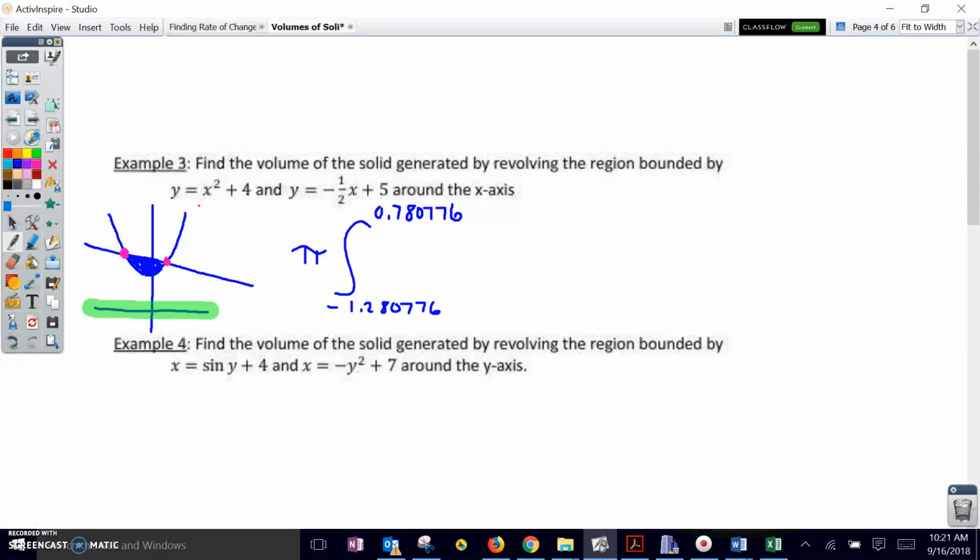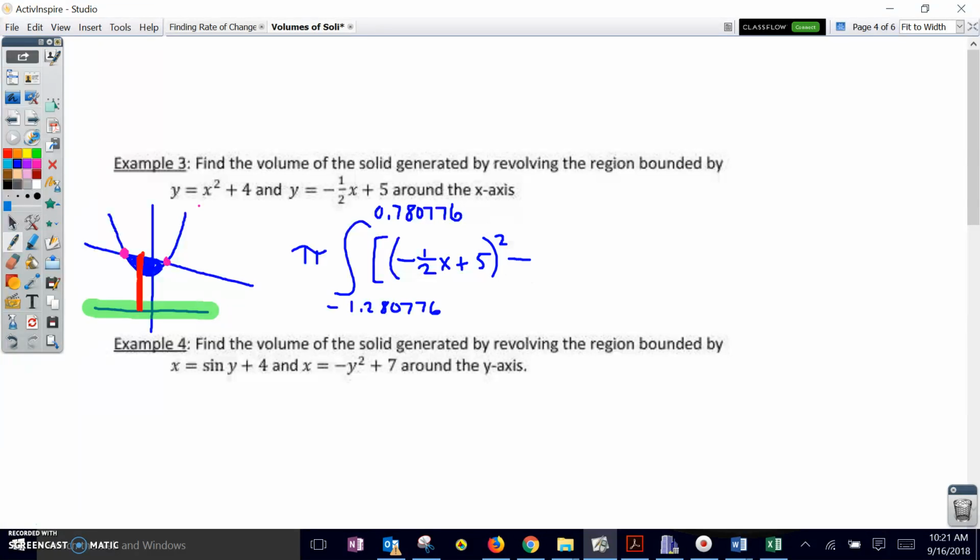And now I need my integrand, and my integrand is going to be the radius formed by the outer boundary of the region when revolving around the axis. And then I have another inner radius, and I'm going to subtract those two. So first, the outer radius is the distance from this curve down to the axis, and that's just the value of that particular function at that time. So that's the line, negative 1/2 x plus 5 quantity squared.